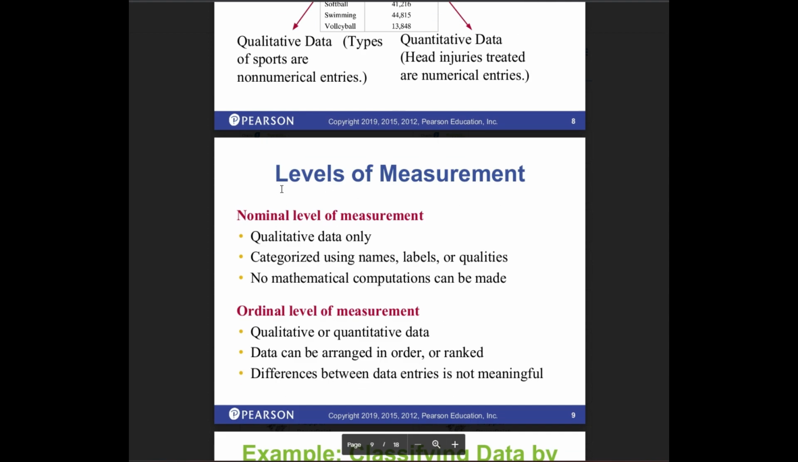And then the levels of measurement. So there's the nominal level of measurement, which is qualitative data only, categorized using names, labels, qualities, and there are no mathematical computations that can be made. At an ordinal level of measurement, qualitative or quantitative data can be arranged in order or ranked. Differences between data entries are not meaningful.